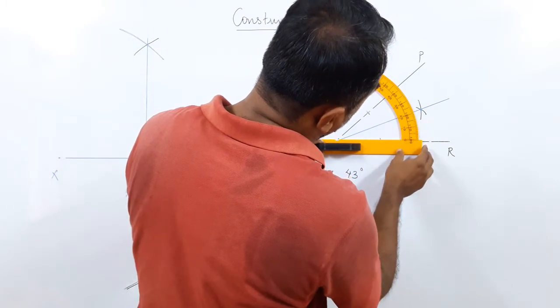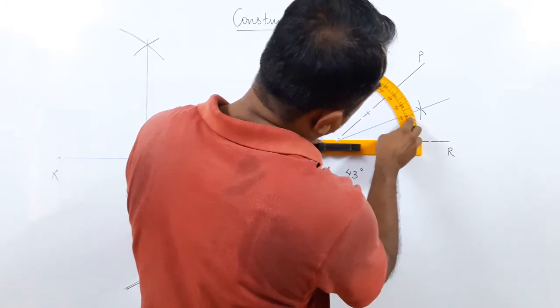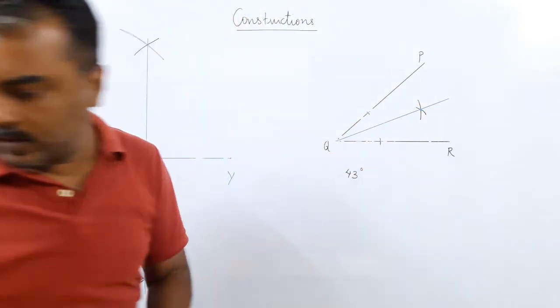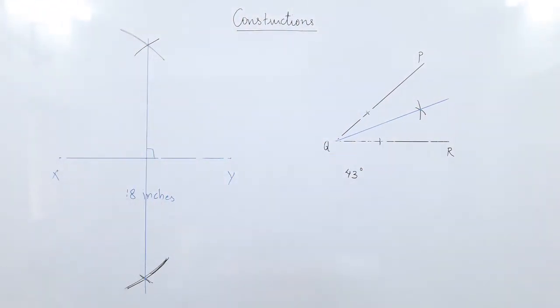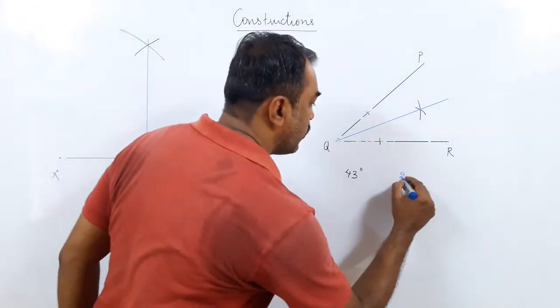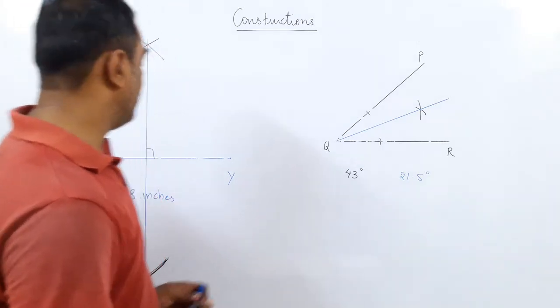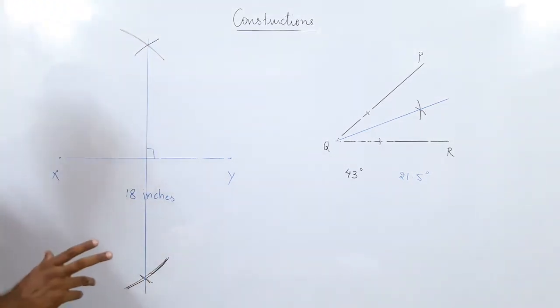So exactly at 20, if I put a 0 degree, you can see this is 20, 21 and a half, 21.5. So if you do the half of 43, what do you get? What is the half of 43? 21.5 degree. So you can see what I did here. So remember, these two steps are very, very important.